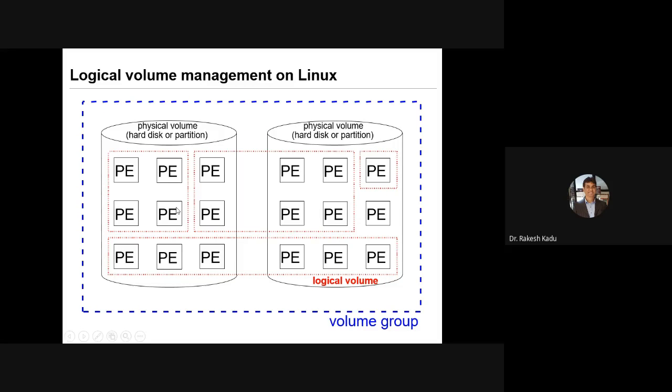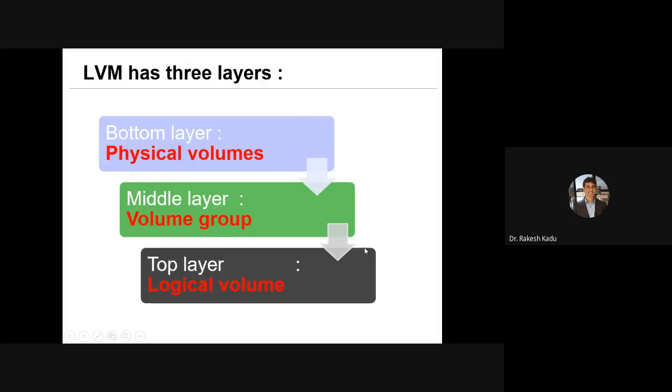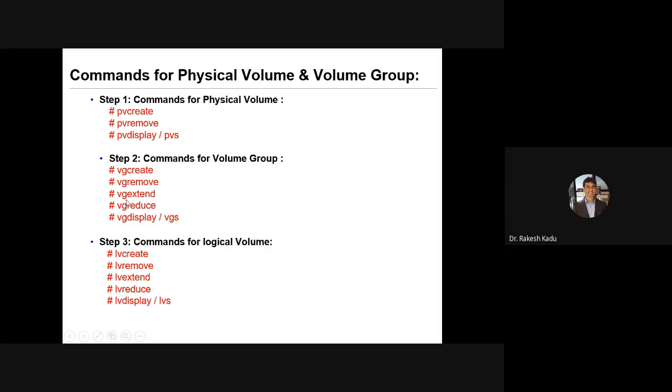So these two physical volumes are not sufficient now. We have to add one more physical volume. So what do you have to do first? We have to create a physical volume first using the pvcreate command. Then by using the vgextend command, we can add that particular physical volume into a volume group. So that is the second activity which we have to perform. For that we have a command, that is vgextend.